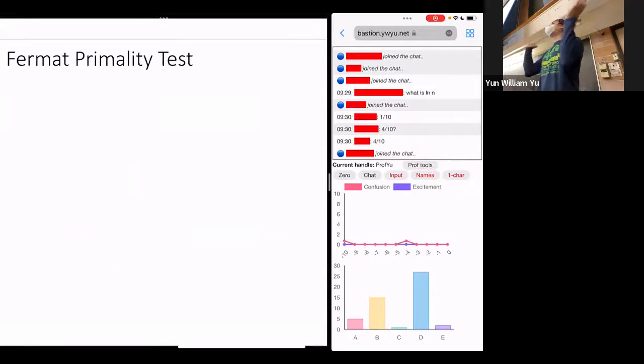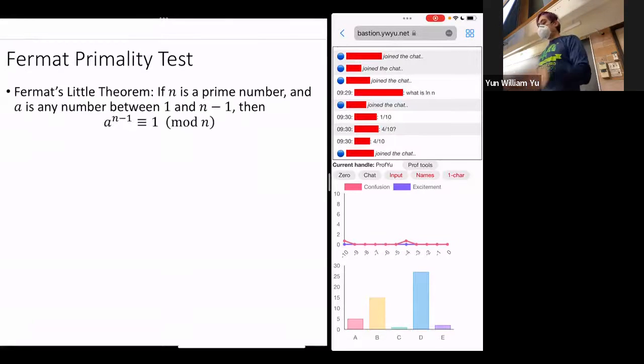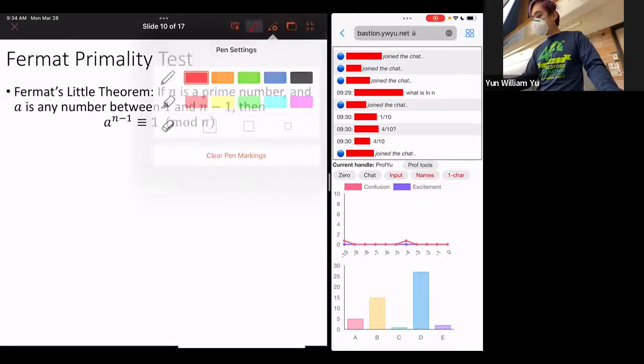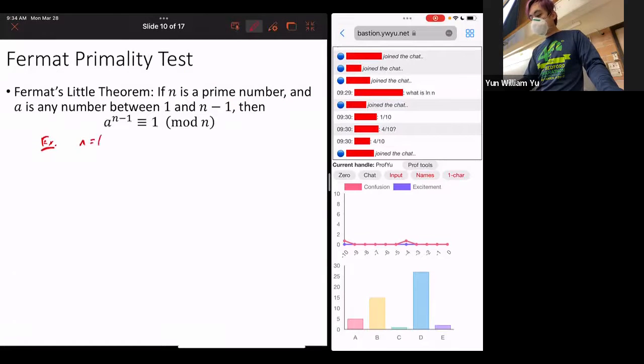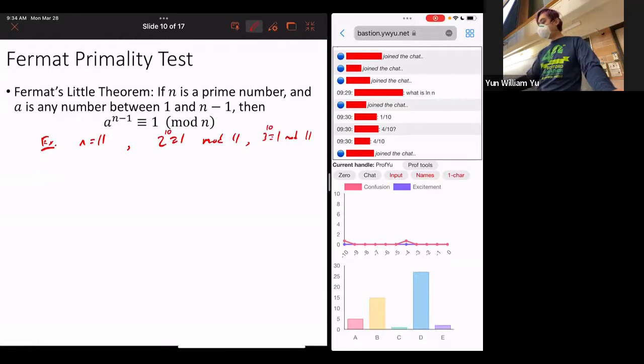And this brings us to the Fermat Primality test, which is basically, remember, we have Fermat's little theorem, right? If n is a prime number, and a is any number between 1 and n minus 1, then a to the n minus 1 is congruent to 1 mod n, right? So this is one of the tools we've been using. And as an example, if n is equal to 11, then 2 to the 10 is congruent to 1 mod 11, and 3 to the 10 is congruent to 1 mod 11, and so on, right? So that was the point of Fermat's little theorem. If n is prime, then you know this to be true.